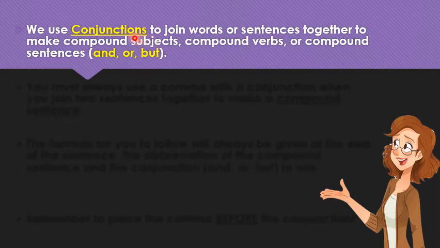Why do we use a conjunction? In order to join words together or sentences. For example, I want to make a compound subject. I have to put 2 subjects together with a conjunction between them. If I want to make a compound verb, I have to put 2 verbs together with a conjunction between them. If I want to make compound sentences, of course, I have to put 2 sentences together with a conjunction in between, okay? That's how I use conjunction.